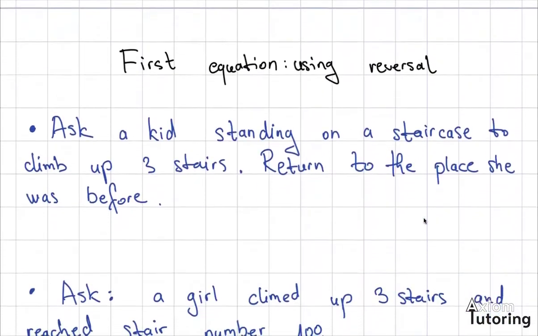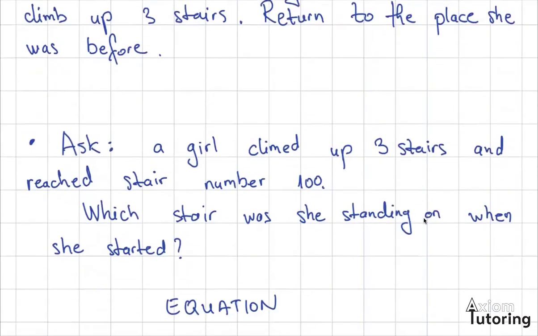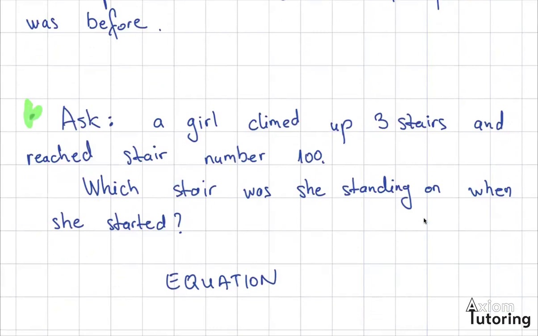Next, after we have reversed numbers, we can reverse actions, not just numbers. So, first activity, ask a child who is standing on a staircase to climb up 3 stairs. And then ask them to return to the place they were before. Of course, they return by going down 3 stairs. Then we move to a more complex, more challenging question.